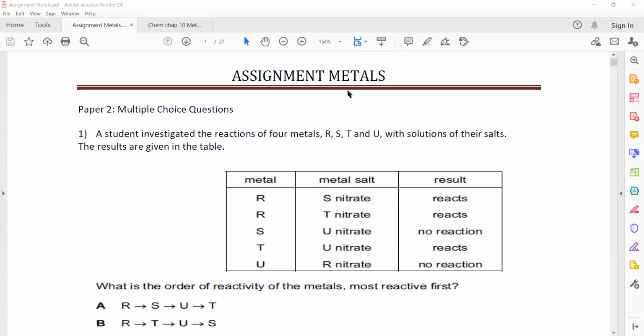Tomorrow we'll discuss how rusting of iron can be prevented and what rust is, and extraction of the other two metals, zinc and lead. For extraction of zinc and lead, you don't have to learn the whole process, just the equations.